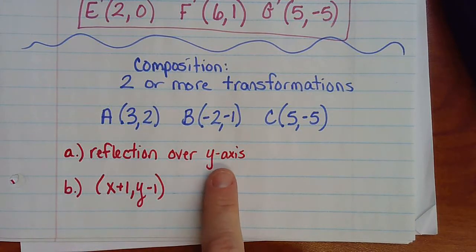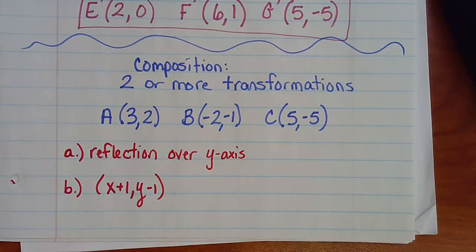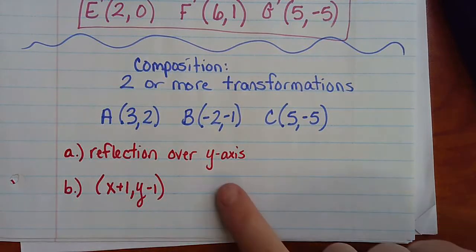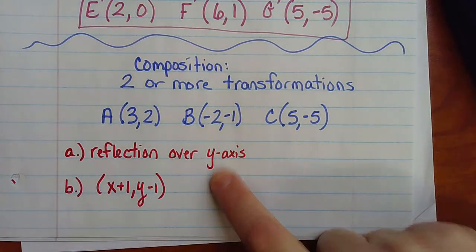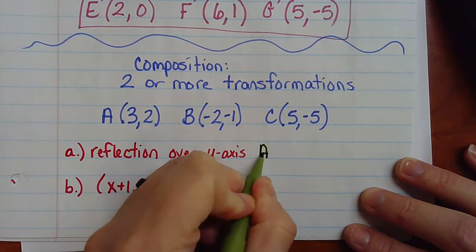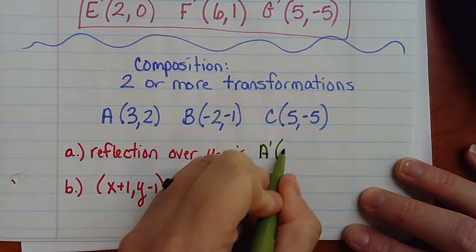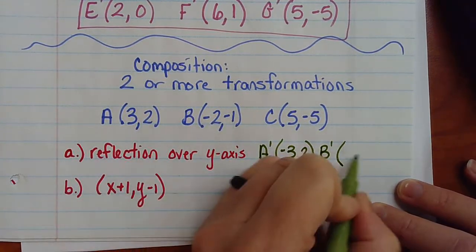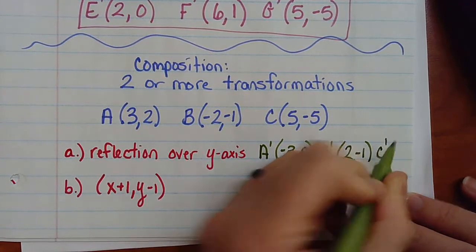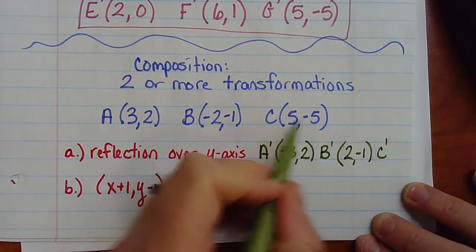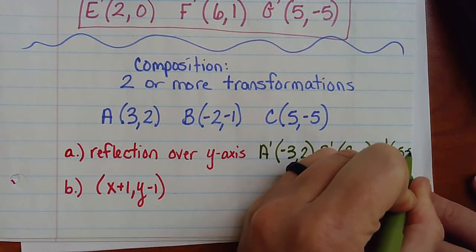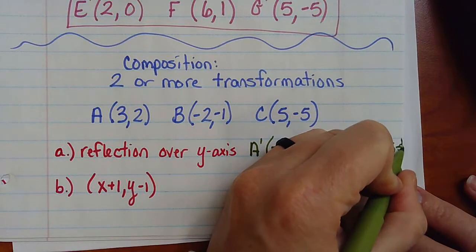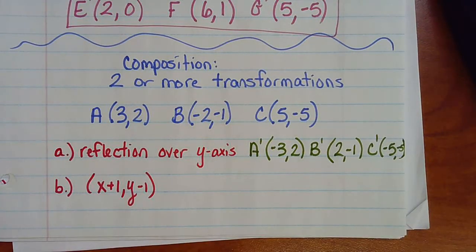So on Monday, we did reflections. If I'm reflecting over the y-axis, what changes? The x value. So if I reflect over the y-axis, that means that the x value changes. So that means A prime, I only change the x value, I would have -3, 2. B prime, only change the x value, it would become 2, -1. And then C prime, I'm running out of room, only change the x value, you would have -5, -5. Ooh, that is like squeezing it in there. So again, when you reflect over the y-axis, the only thing that changes is the x value.